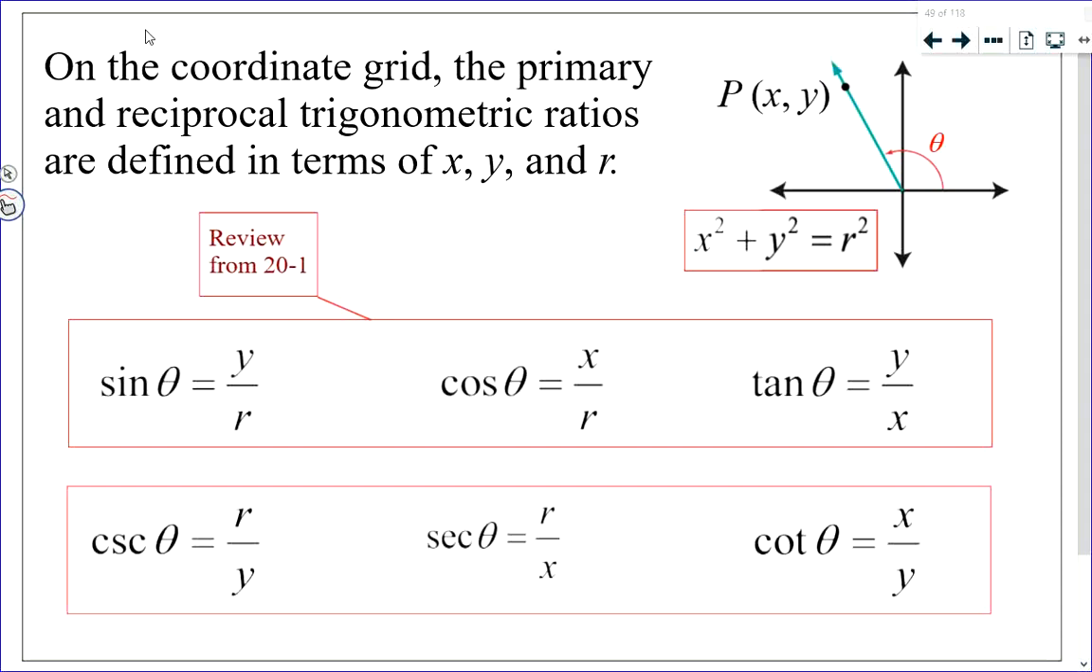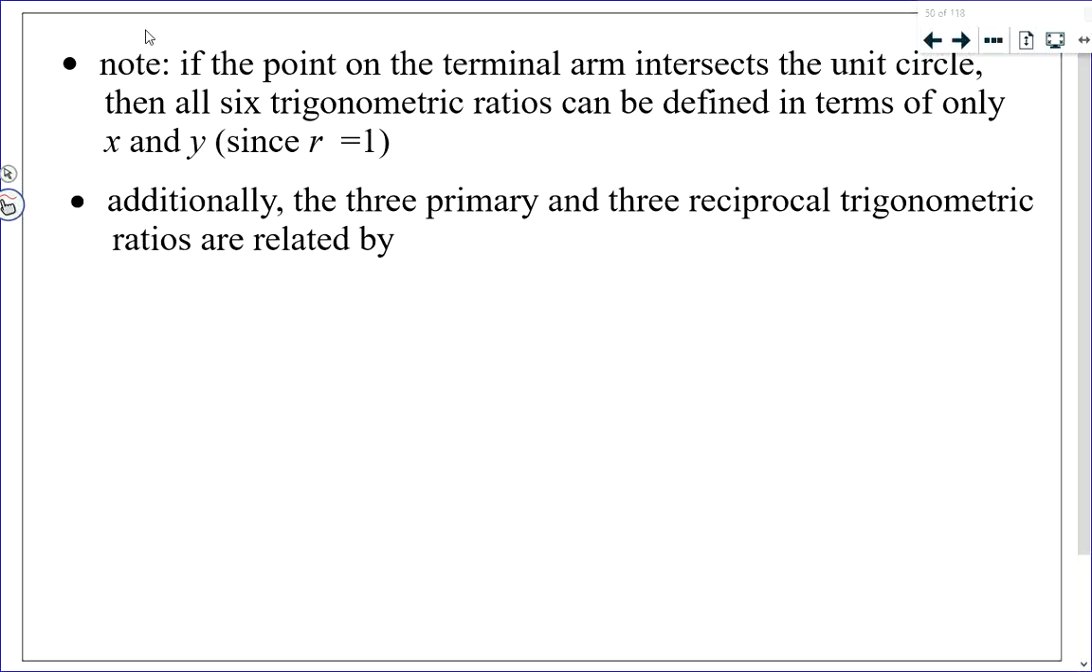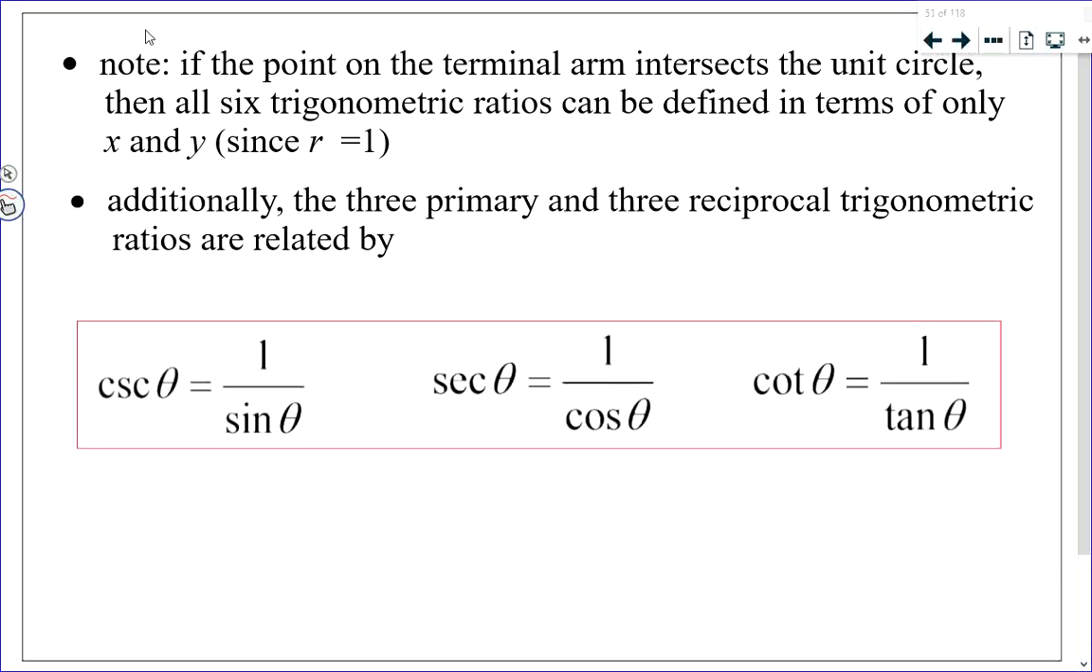If r happens to be 1 because it's intersecting the unit circle, then all of these r's on the screen become 1. So sine of theta simply becomes y. Cos of theta simply becomes x. Cosecant of theta becomes 1 over y. Secant of theta becomes 1 over x. That's all I'm saying at the top of this screen. And by the way, these 3 reciprocal trig ratios are connected to the 3 primary trig ratios by those equations, which are on your formula sheet.